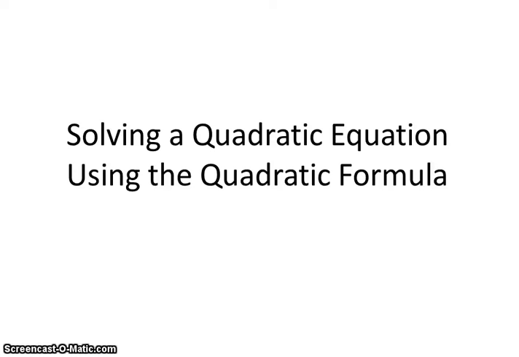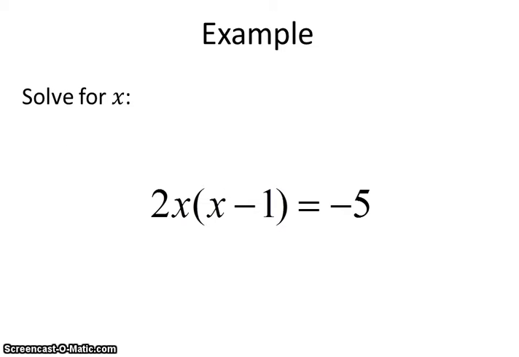Hi guys, today we're going to solve a quadratic equation using the quadratic formula. So here is our example. We've got 2x times (x minus 1) equals negative 5. So we can't quite use the quadratic formula yet.